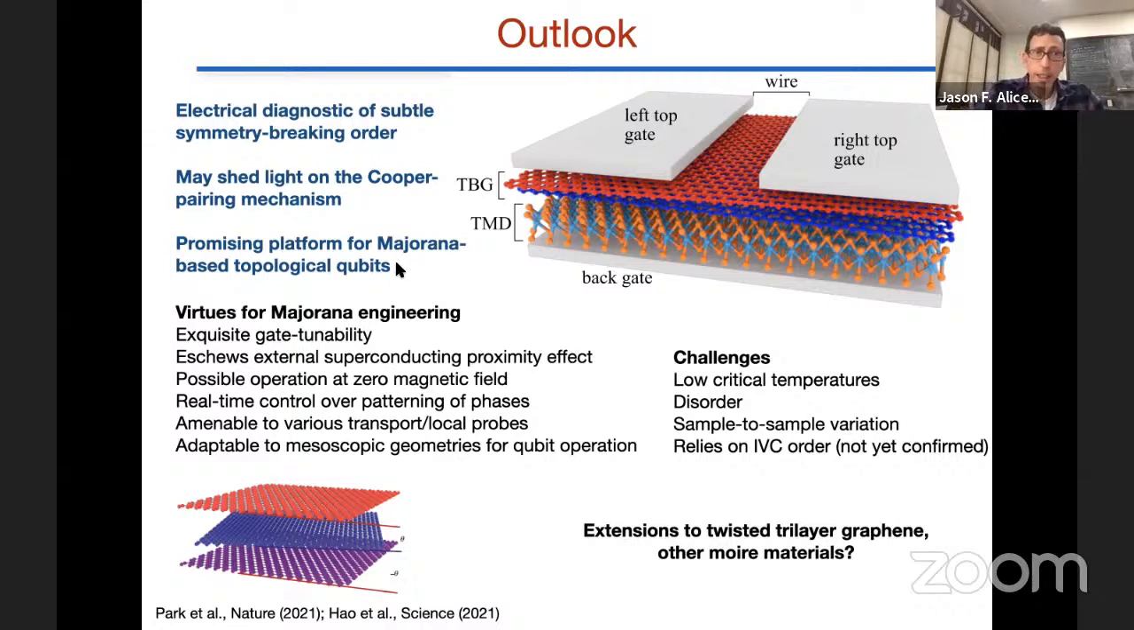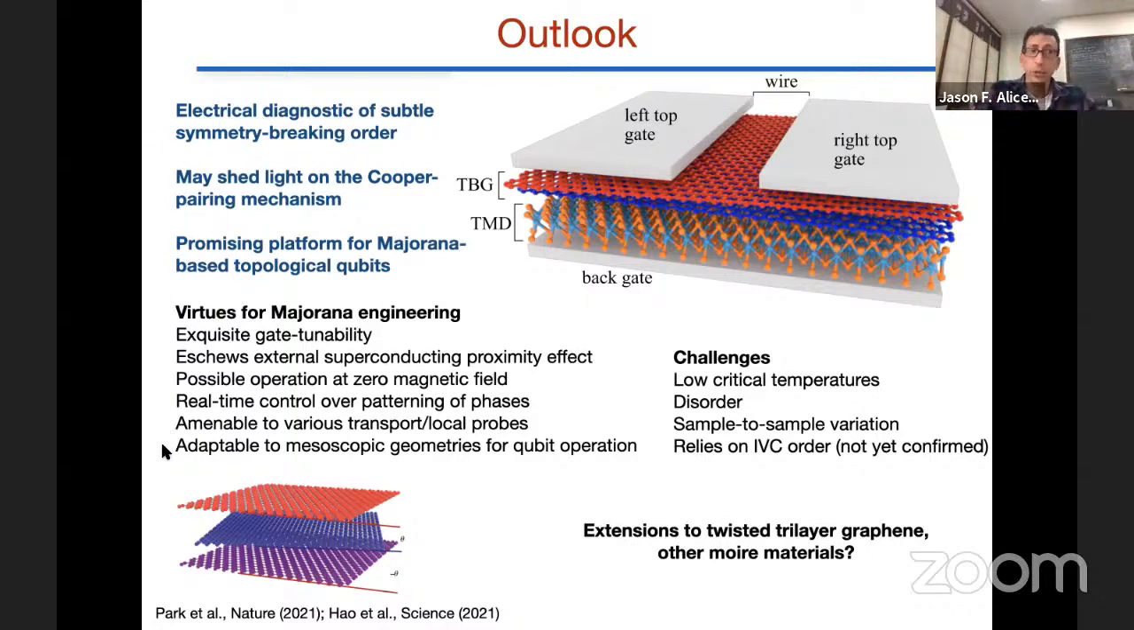Now, there are various virtues of Majorana engineering in this platform that I wanted to comment on. First of all, these systems are exquisitely gate tunable. I think it's hard to overemphasize how useful that can be in practice. This setup does not rely on external superconducting proximity effects with foreign materials. That's also hard to overemphasize. What a great simplification that could be for long-term device engineering. If the stars align, we can possibly get Majorana zero modes even at zero magnetic field. The exquisite gate tunability gives us the flexibility of real-time control over the patterning of phases within the device. These systems are amenable to various local and transport probes, which is, again, a really nice feature. You can do STM, you can do transport and various other kinds of measurements on these setups.